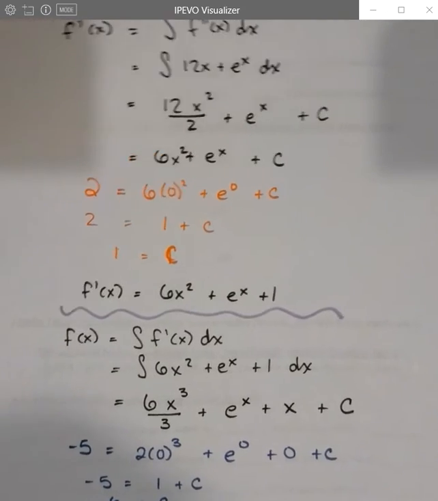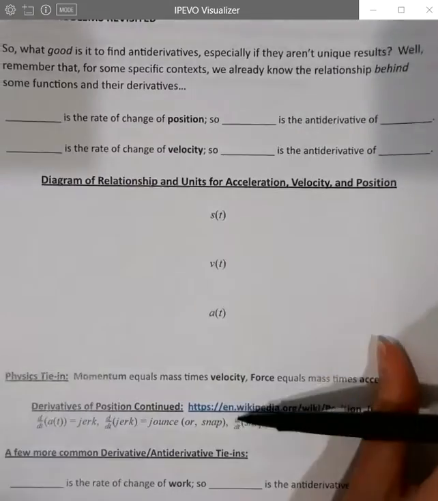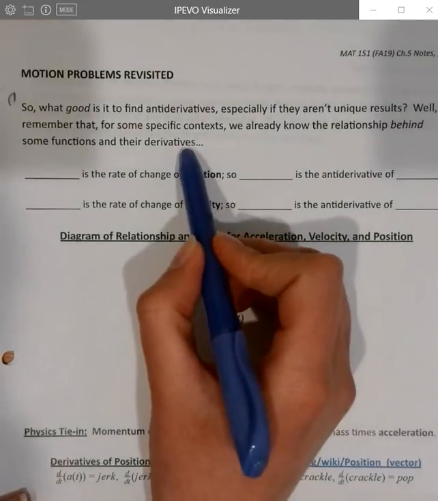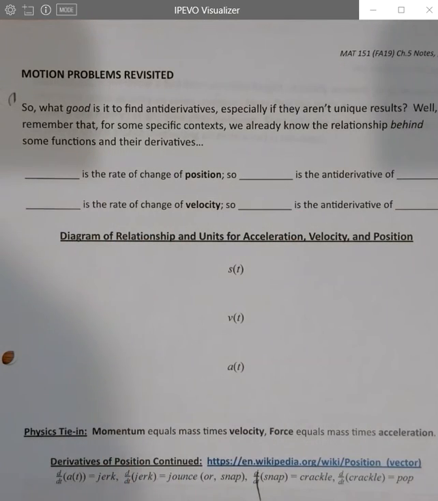Okay, let's take a look at the next page. We're going to talk about motion. Okay. So what good is it to find antiderivatives, especially if they aren't unique results? Well, remember that for some specific context, we already know the relationship behind some functions and their derivatives.